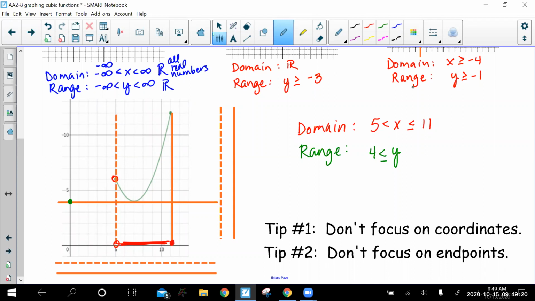Now I need to go to the top, okay? That's a solid point as well, so I'm going to use that solid wall all the way up to the greatest value of y, which is right here. It touches that too. It's 12. So the y's are greater than or equal to 4, but less than or equal to 12. It's between 4 and 12, including 4 and 12. Any questions on that?